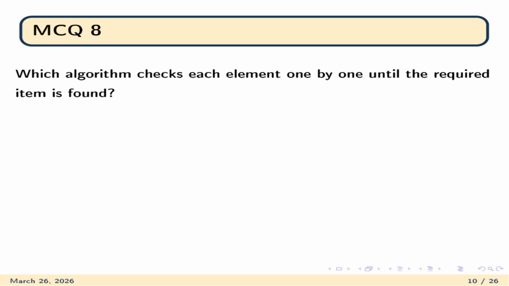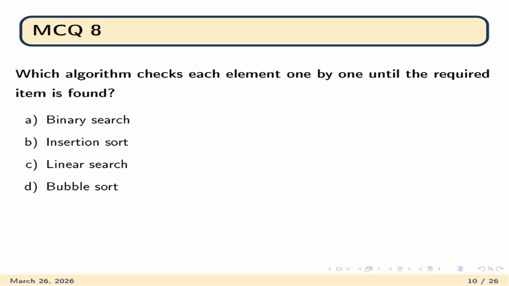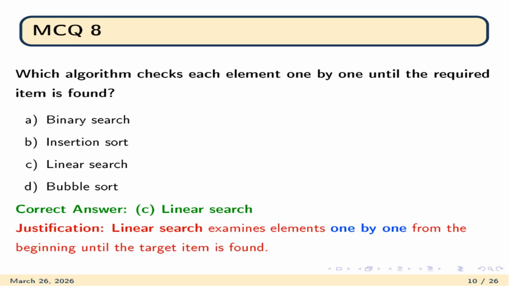Question number 8. Which algorithm checks each element one by one until the required item is found? Binary search, insertion sort, linear search, bubble sort. The correct option is linear search. Linear search examines elements one by one from the beginning until the target item is found.